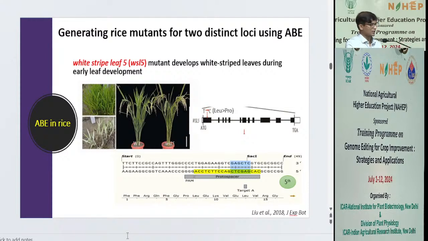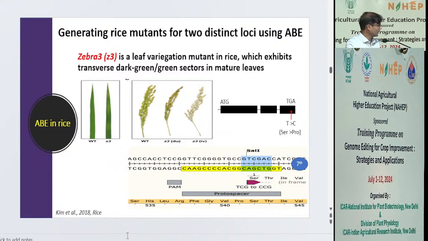Now another one is Z3. Can you count similarly here? Here is the NGG PAM and this is the protospacer. And our target is this A. What is the position of this A? 7th position. 7th is also within the activity window.